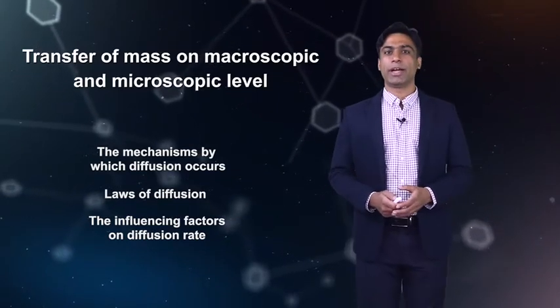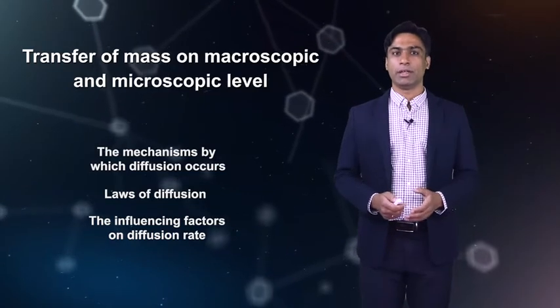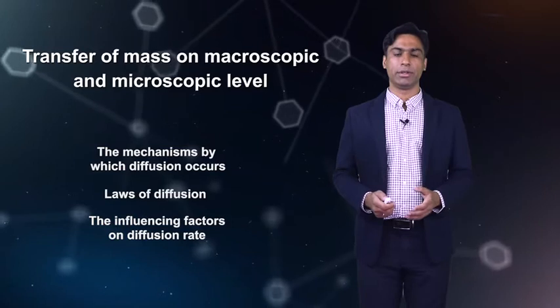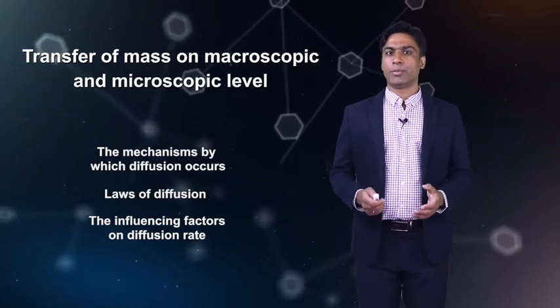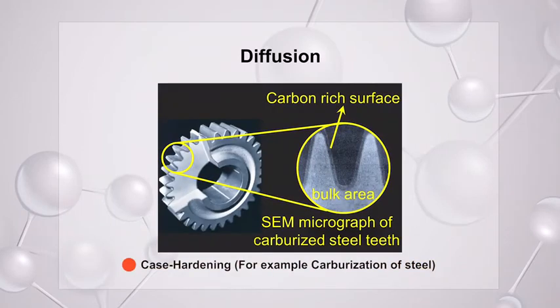Let's first have a look at some typical examples of how diffusion plays a critical role in understanding the behavior of the materials during or after the processing. First example is hardening or strengthening the surface of a metal by exposing it to impurities that diffuse into the surface region under controlled heat treatment. Such phenomenon is known as case hardening.